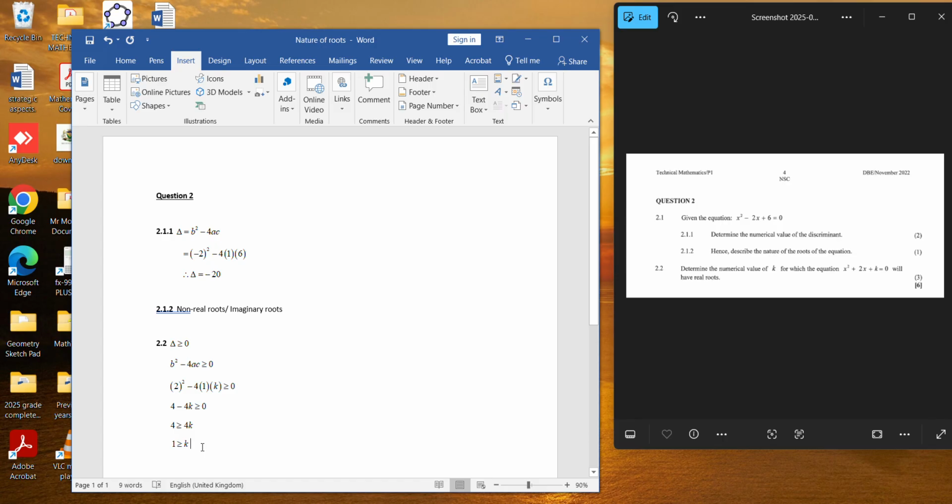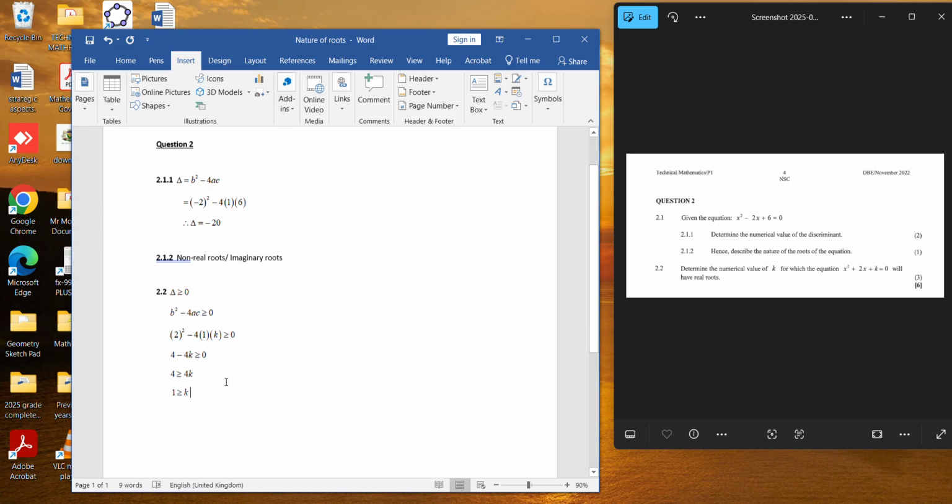Mark allocation there, 3. How do we mark? 1 mark for delta must be greater than or equal to 0. 1 mark for correct substitution into the correct formula. And 1 mark for k must be less than or equal to 1. 3 marks there. Then this is an overview of this question. Mark allocation, total mark there, 6 marks. Then for this question number 2, November 2022, the mark allocation there was 6 marks.